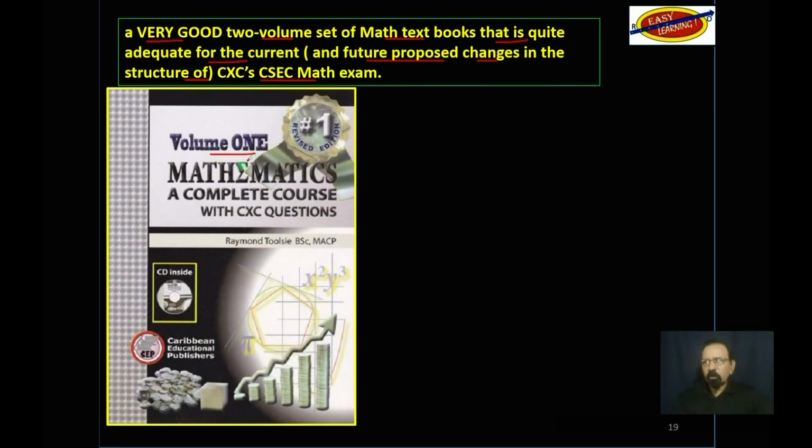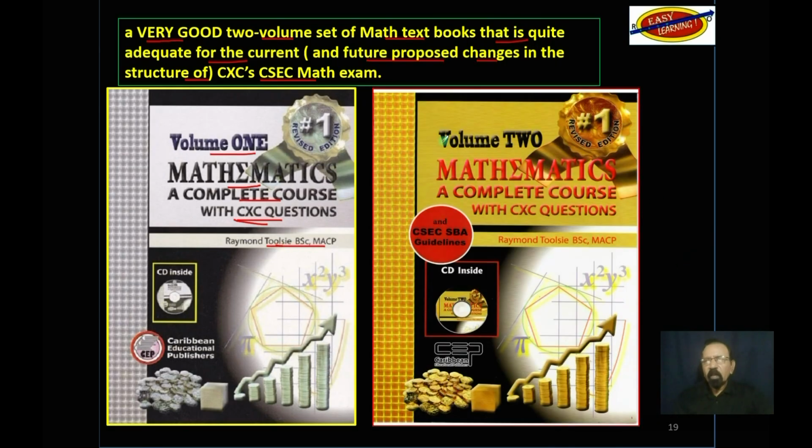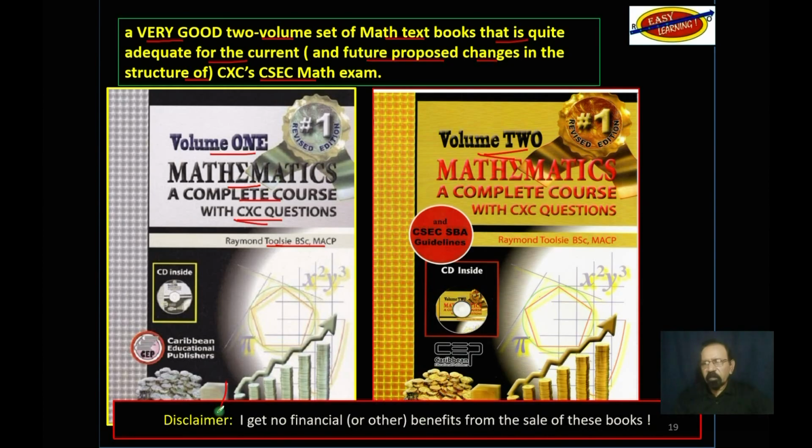This is a picture of Volume 1, Mathematics, a Complete Course, with CSEC questions by Raymond Tulsi. And this is a picture of Volume 2. Please note this disclaimer down here. I get no financial or other benefits from the sale of these books.